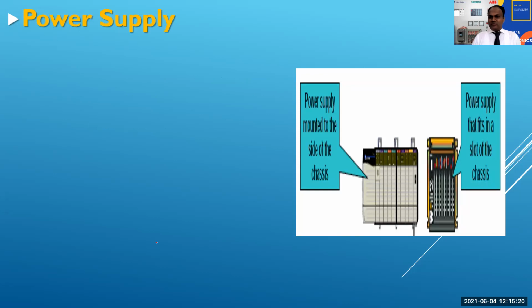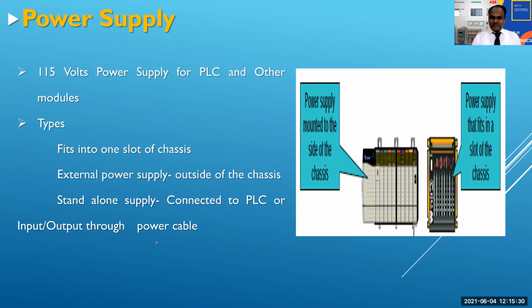Power supplies. There are types of power supplies, one which is mounted on the side of the chassis or one which is mounted in the slot of the chassis. So there will be power supplies in PLCs. There are two types, that is, one fits into a slot of the chassis, or an external power supply, or third one, there are three actually. The third one is standalone, connected to the PLC or input output through a power cable.